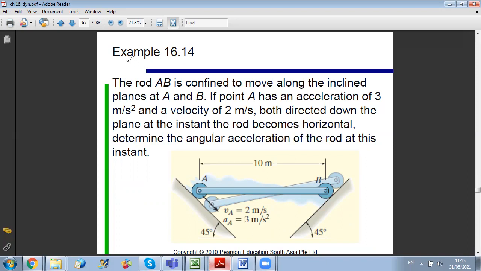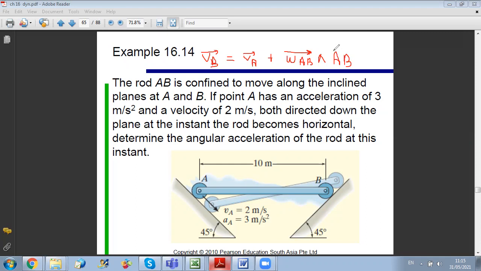We will write that VB vector is equal to VA vector plus omega AB vectorial AB. So this is our vectorial relation that will relate the velocities of points A and B.